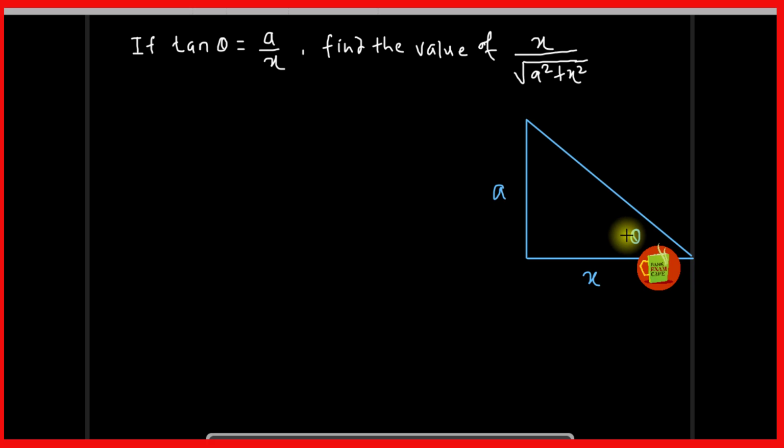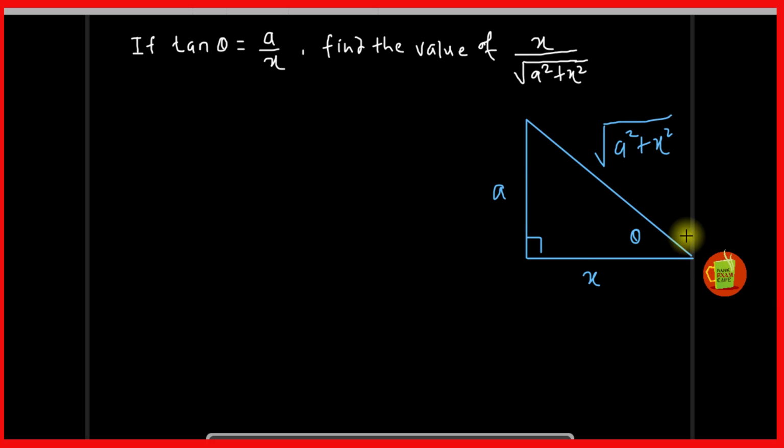So tan theta is equal to opposite side upon adjacent side. So this will be A and this will be x, and therefore the hypotenuse will be what? Hypotenuse will be square root of a square plus x square. You can calculate this hypotenuse by using the Pythagoras theorem, because this is 90 degrees. This will be the hypotenuse. Square of the hypotenuse is equal to sum of the squares of the other two sides, and therefore this hypotenuse will be root of a square plus x square.